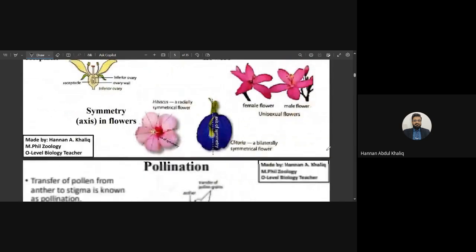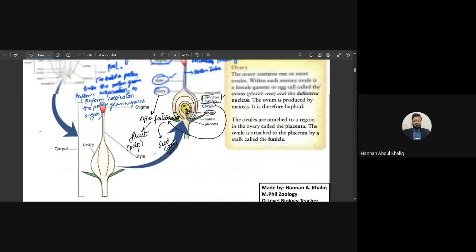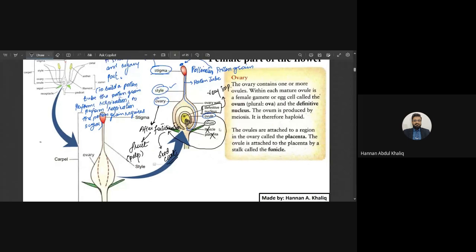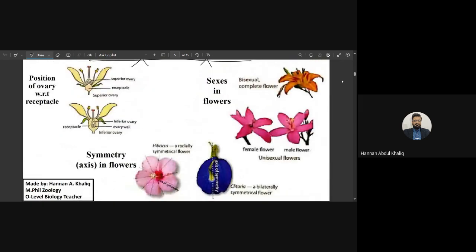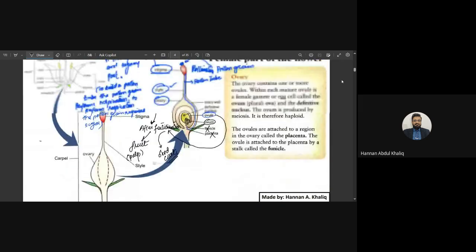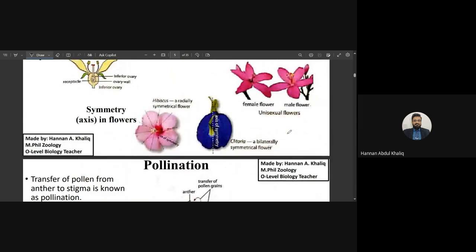Okay, you do not need to study about this slide. This is not in the syllabus. Also, the funicle and the placenta, these are not to be discussed. The ovary wall is fine. So when I send it to you, please take care of the things that are not now required in the syllabus. This is part of the previous syllabus.